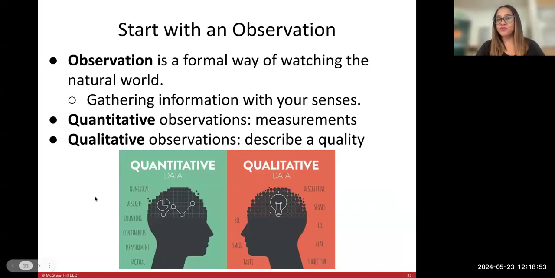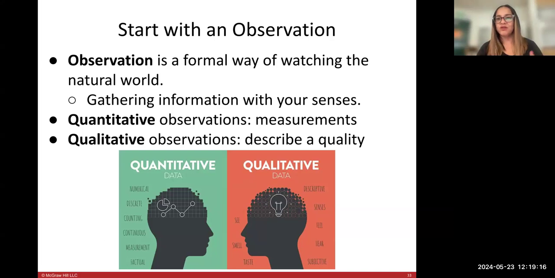The scientific method always starts with an observation. It's a formal way of watching the natural world. We gather information with our senses. Scientists like making quantitative observations involving numbers, measurements, volume, mass. We like numbers. But there are times you have to make qualitative observations, where you have to describe the quality of things.